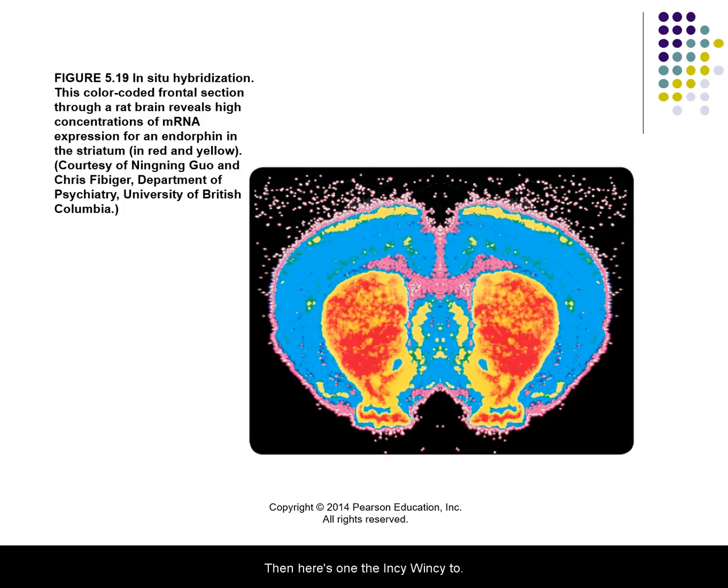And then here's one, the in situ hybridization. This color-coded frontal section through a rat brain reveals high concentrations of mRNA expression for an endorphin in the striatum. And I didn't go into a lot of detail on this one specifically with the mRNA and so on, but just to show you the difference between that and the immunocytochemistry.